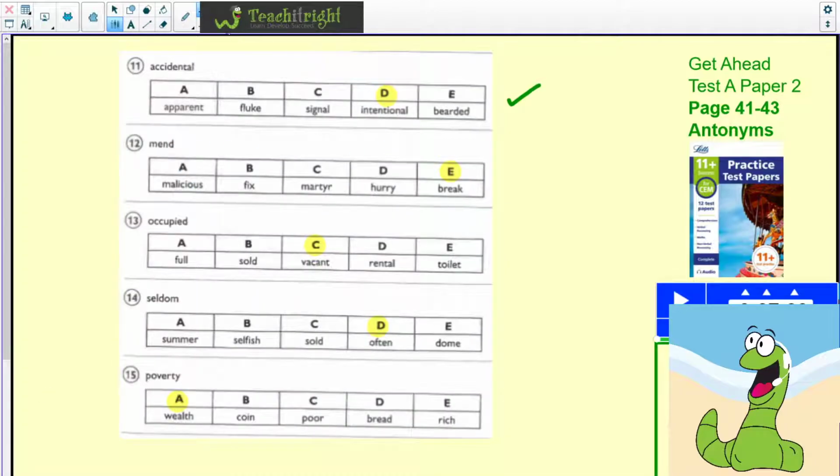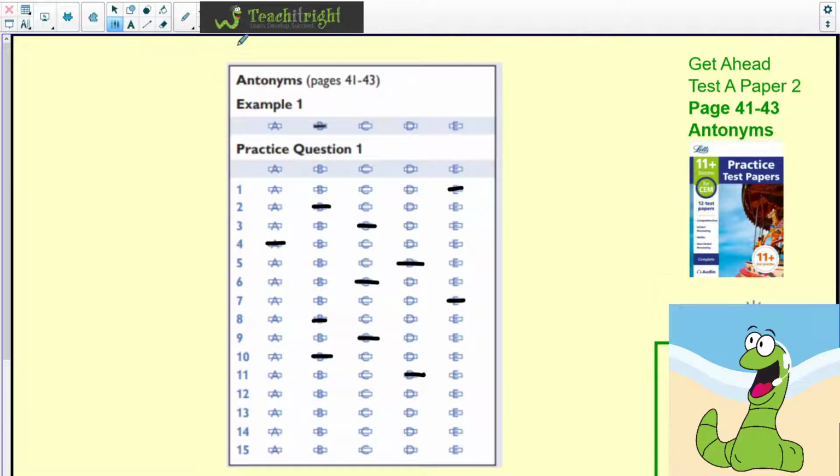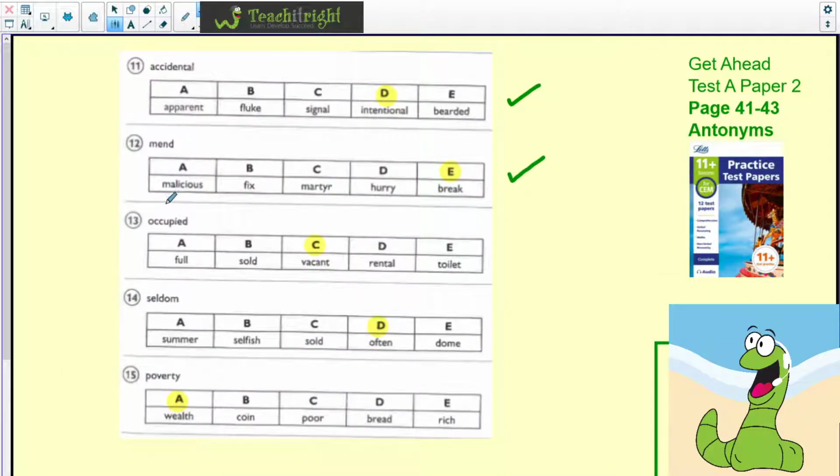12, we've got mend and break would be opposites. So that's E. Number 13, occupied and vacant. So it's occupied, it's kind of being used or taken, whereas vacant, it's empty. Often talk about houses being occupied or vacant. So those are opposite in meaning. So we've got C for number 13.